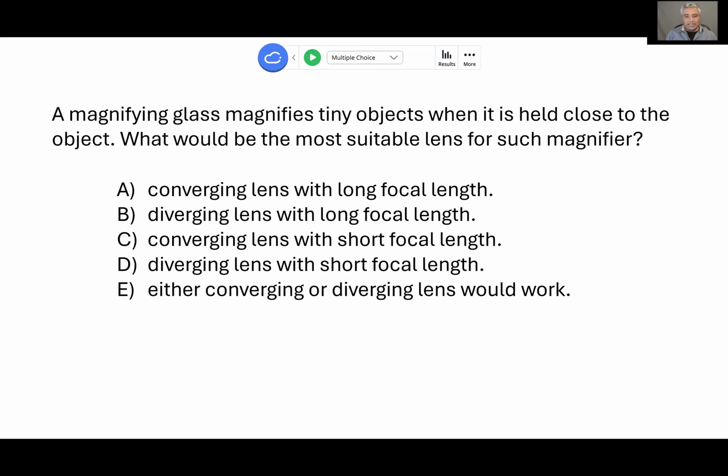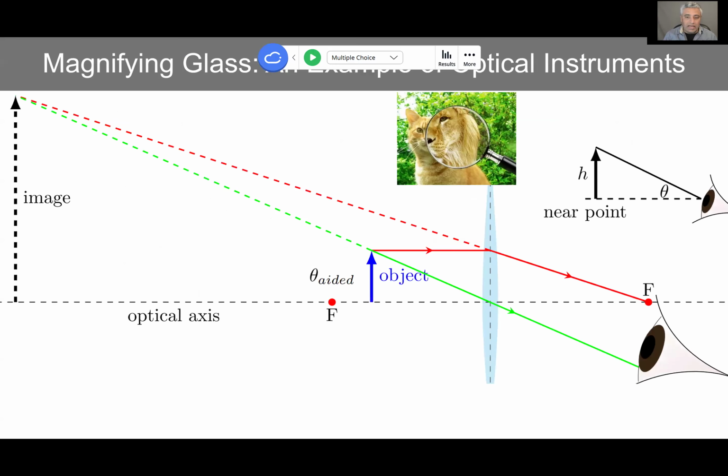Okay, and basically that's the principle that this magnifying glass uses. So a magnifying glass is just a converging lens, and if we make the focal length shorter, the magnification becomes even larger. So let's take a look at the ray diagram here to make things even more clear. So a magnifying glass basically makes the image larger, of course, as the name suggests.